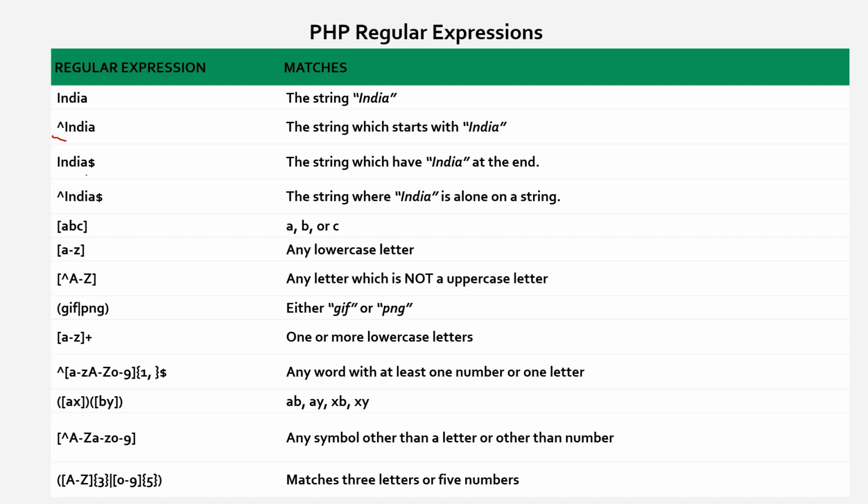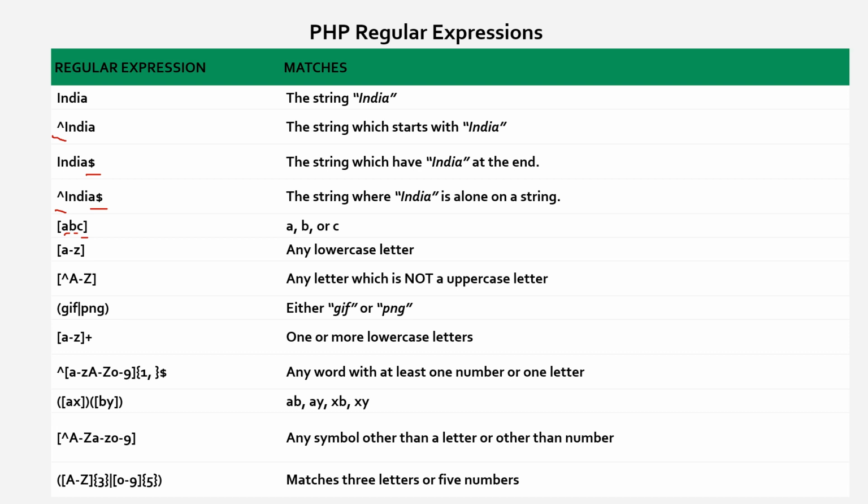This refers to a string that ends with India. For example, "I love India." Here, beginning and ending with India, that is the string India itself. This refers to the range a, b or c. Here the hyphen is specified for the range a to z.